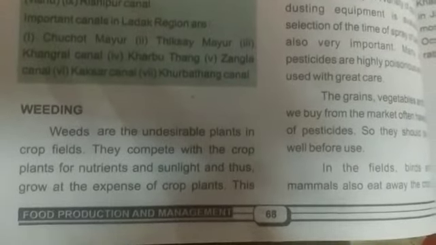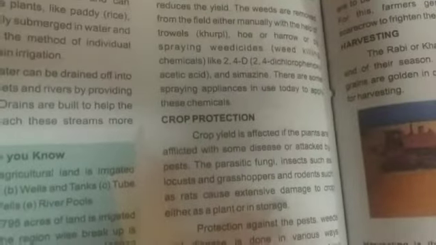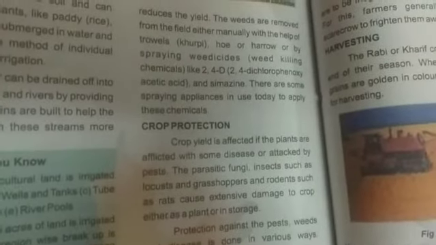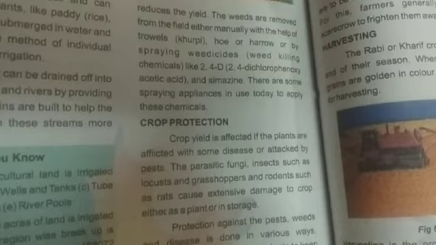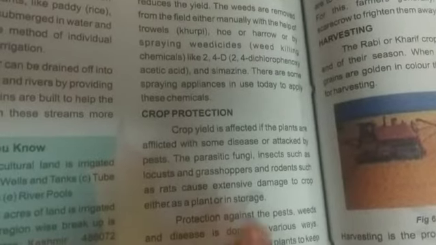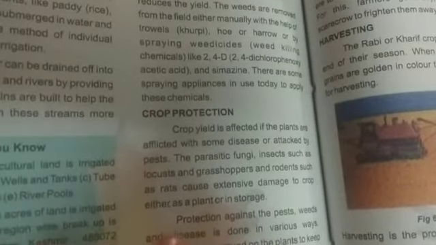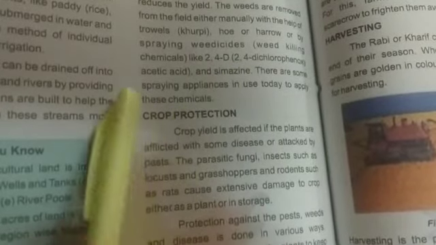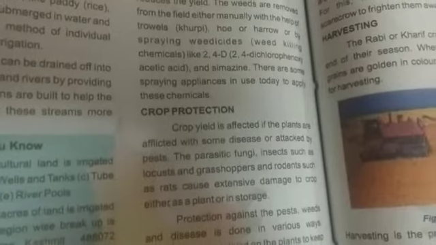So we don't need that to happen, right? This reduces the yield. Obviously it will reduce the yield. The weeds are removed from the field either manually with the help of trowels, harrows, or by spraying weedicides. Weedicides are the chemicals that we use to kill the weeds, like 2,4-dichlorophenoxyacetic acid and simazine. There are some spraying appliances in use today to apply these chemicals.